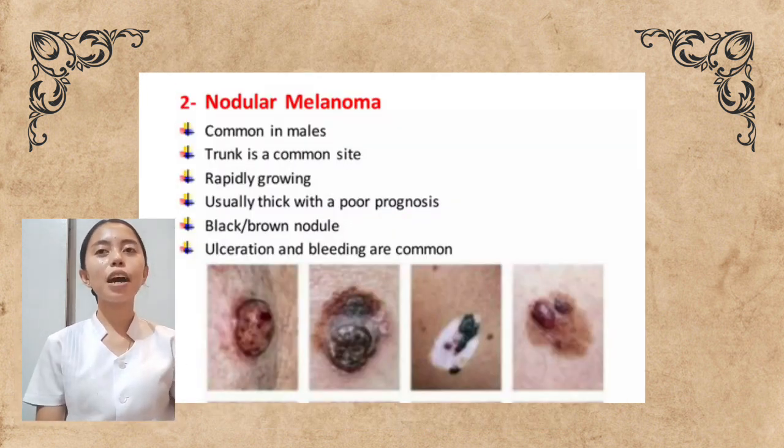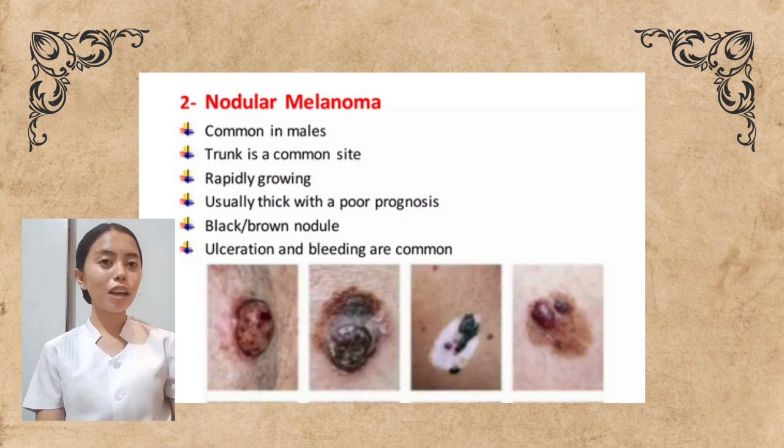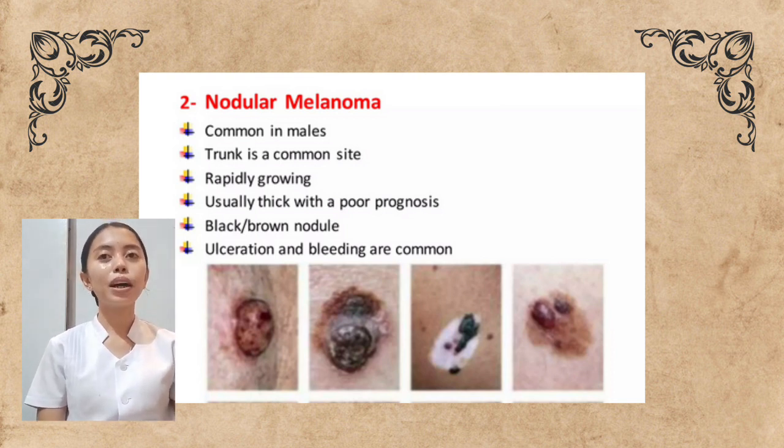Okay, so the second type of malignant melanoma is the nodular melanoma. This type is most common in males. The common site of this is the trunk. It grows rapidly, is usually thick with a poor prognosis, and the nodule is black and brown. Ulceration and bleeding are common in this type.